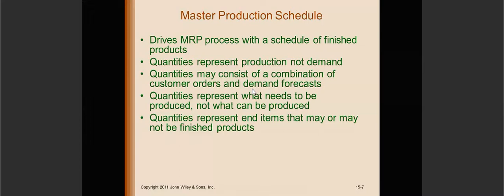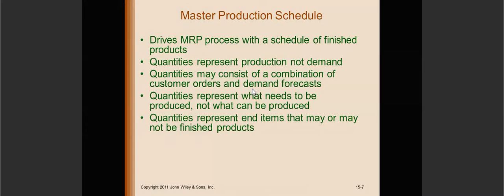Why? Because the input when we develop the master production schedule is based not only on actual demand from customers, but also on a combination of forecasts. So quantities represent production but not demand. Quantities may consist of a combination of customer orders and demand forecast. The quantities represent what needs to be produced, not what can be produced.